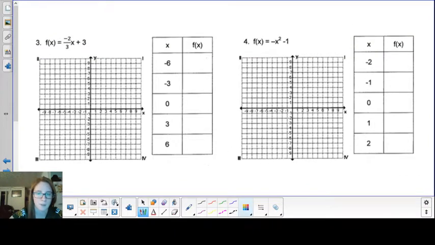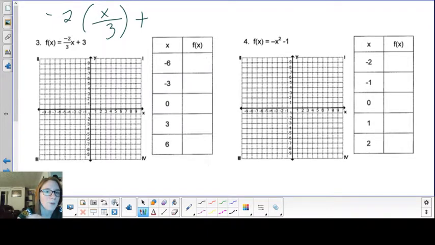Alright, same idea. Let's pick a different color. First things first, we're going to take our x, divided by 3. Then we're going to multiply by a -2. And then we're going to add 3. So same kind of idea. So -6 divided by 3 is -2. -2 times -2 is -4. -4 plus 3 is -1.